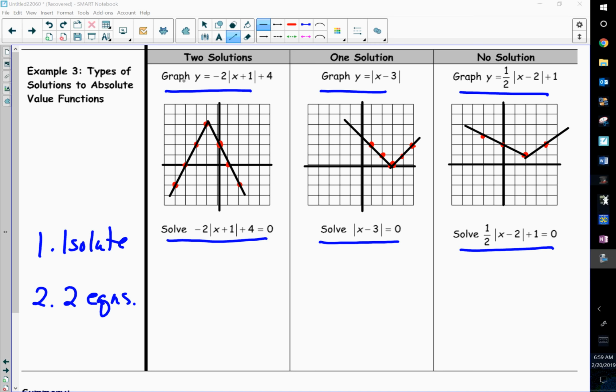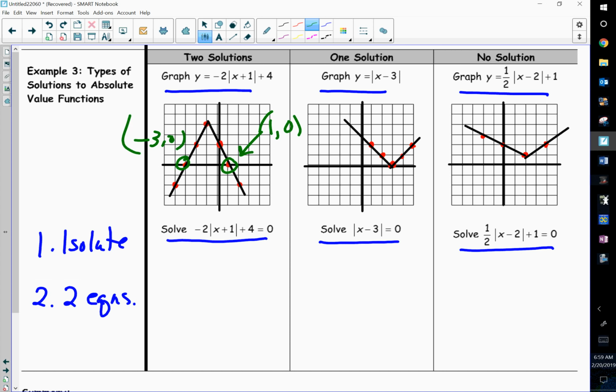All right, by graphing these 3 equations, what you should notice is the first equation gives you 2 solutions. This solution here is at 1, 0, then the solution here is at -3, 0. It crosses the x-axis twice, it's 2 solutions. The second graph comes down and touches the x-axis just once at 3, 0. It has 1 solution. And the last graph never crosses the x-axis. It has no solution.